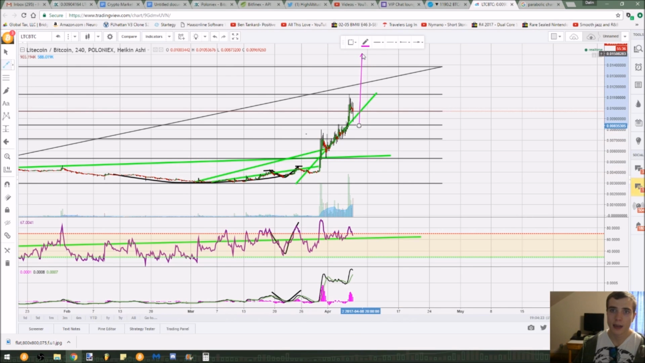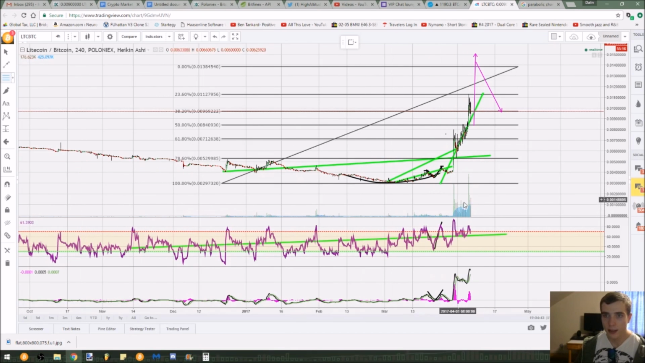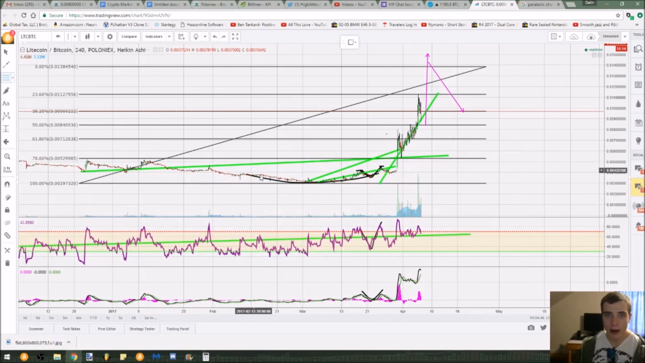I think it has to finish that parabolic move and then come for a small pullback, based on my technical analysis and geometry. So my actual projection is that Litecoin comes up into the 0.014 range and then pulls back probably to about where it is right now. But this is a nice uptrend. There's lots of volume and a rounded bottom formation, and it looks very geometric. So yeah, that's some tips that I use on my technical analysis.